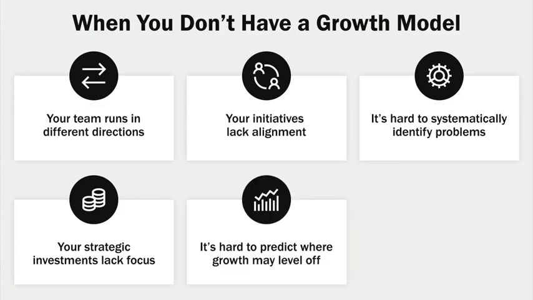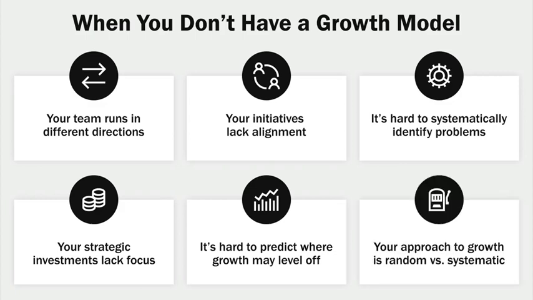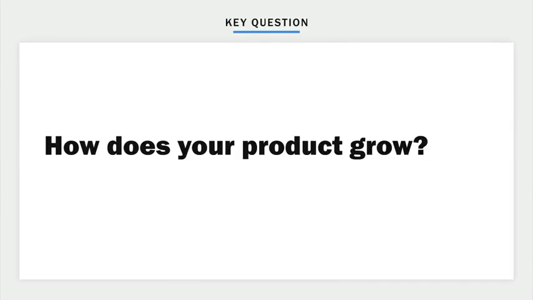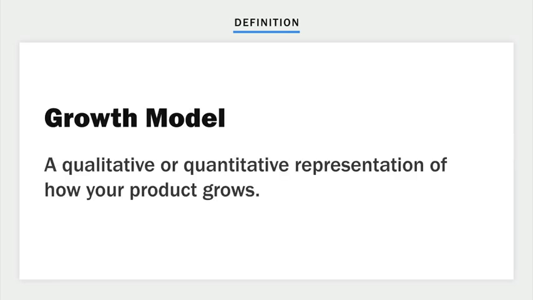It's also hard to anticipate where growth might level off and make sure that you're growing in a sustainable and repeatable way over time. And most importantly, how do we take a systematic and predictable view on growth rather than a super random approach? For all these reasons and many more, answering the question, how does your product grow, is the number one question you should be able to answer within your organization. Answering this question starts with our growth model.